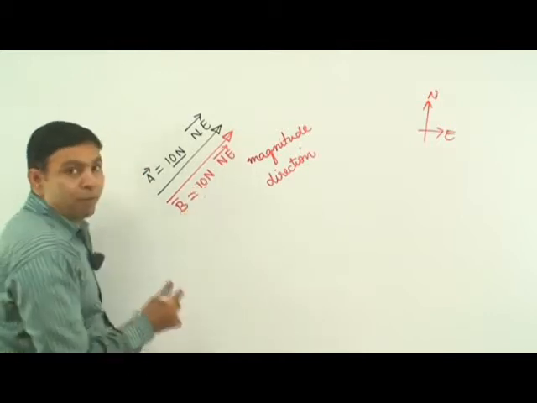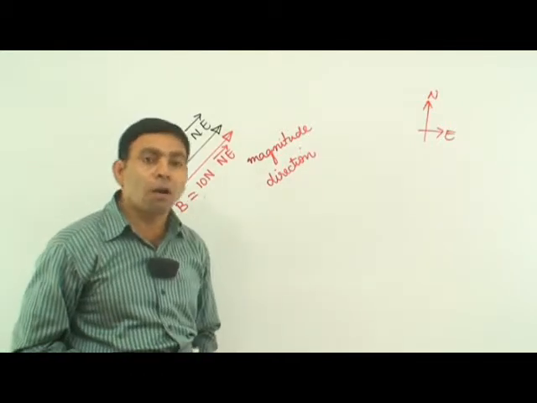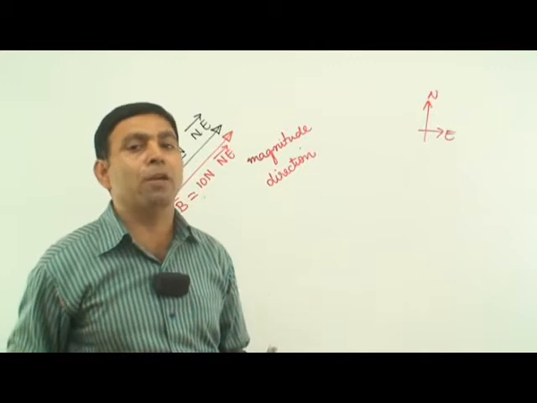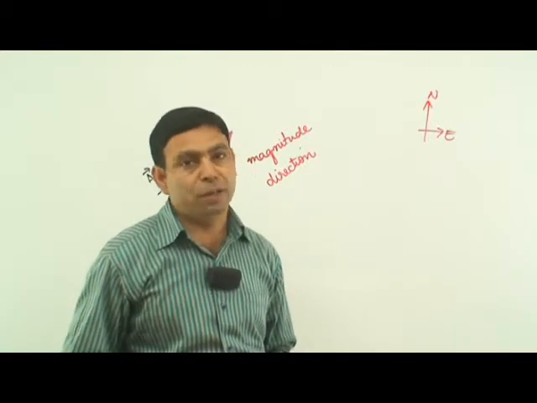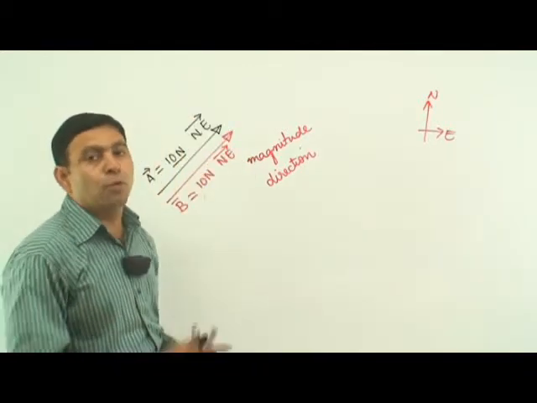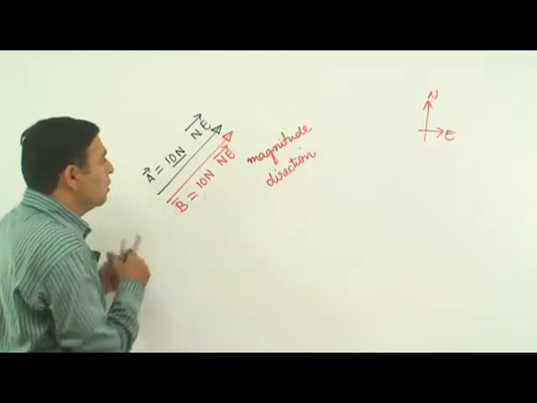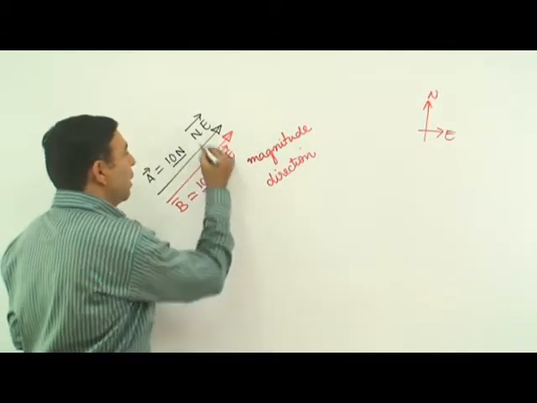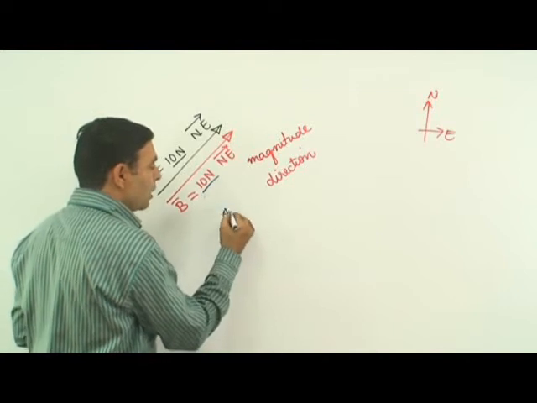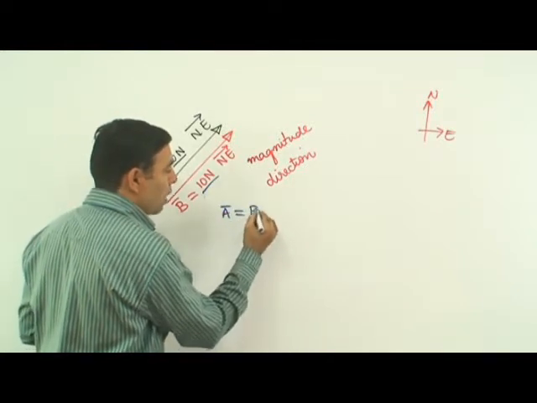Mind you, if the direction is different, or the magnitude is different, or both are different, then the two vectors won't be equal to each other. So for two vectors to be equal, they should have the same magnitude and the same direction. Only then can you say the two vectors are equal to each other.